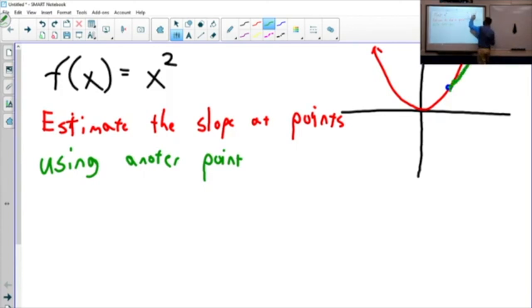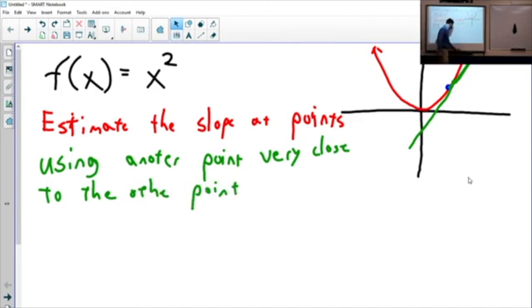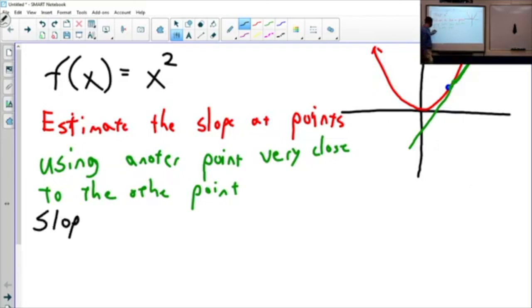And this line, which is called a secant line because it passes through 2 points, is what we're going to find the slope of. Very close to the other point. Which means we need to, now that we have 2 points, use the slope formula. Slope formula is change in y over change in x.